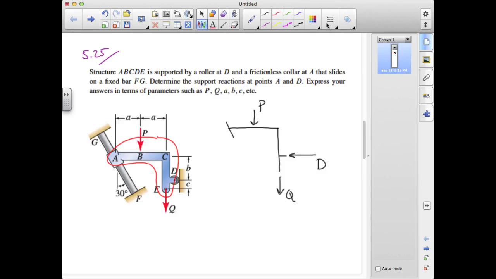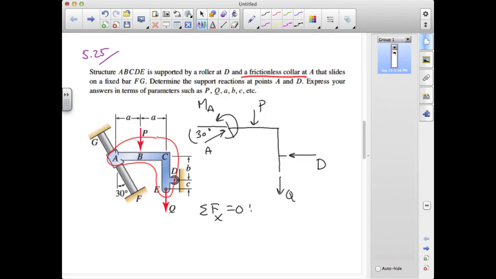And a key issue now in this problem is going to be to note that this is a frictionless collar at A. There's no resistance to sliding along FG. And so what that means is I'm going to have a single reaction force here, A, and this is going to make an angle of 30 degrees with the horizontal. And then I'm going to have a moment reaction because I'm not allowed any rotation of the collar. So my free body diagram now looks like this. I've got three unknown reactions, A, D, and the moment at A. My corresponding equilibrium equations will look like this.